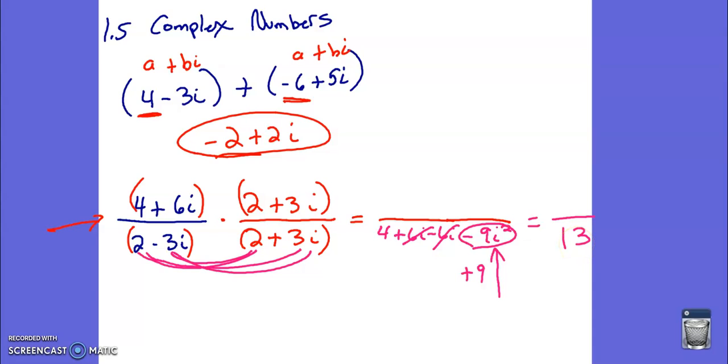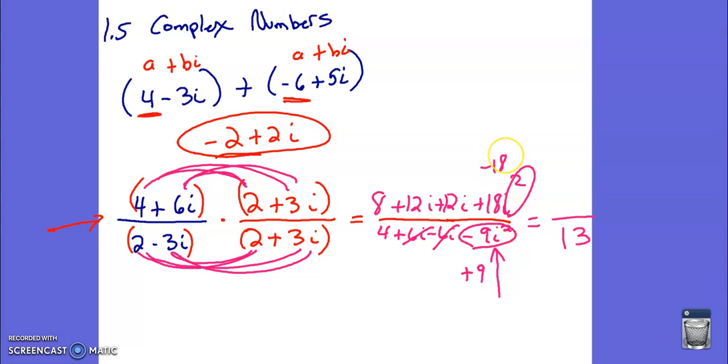Notice there is no imaginary number on the denominator anymore. And then here we're just going to use the distributive property. So we're going to get 8 plus 12i plus 12i, and then plus 18i squared. And again, i squared is negative 1, so this is literally negative 18. And negative 18 plus 8 is going to give us negative 10. So negative 10 plus 24i.